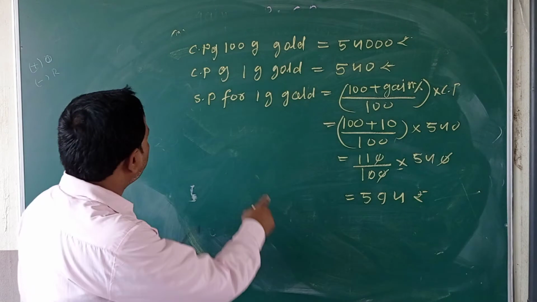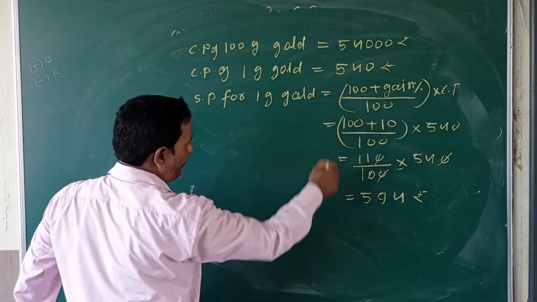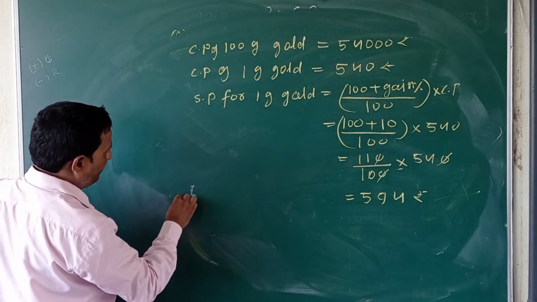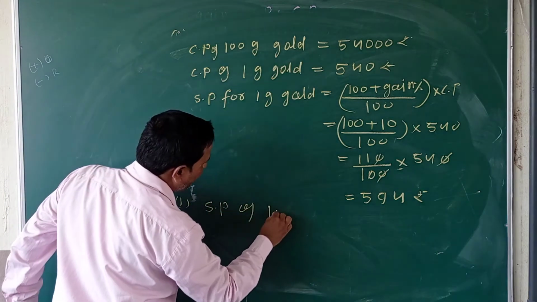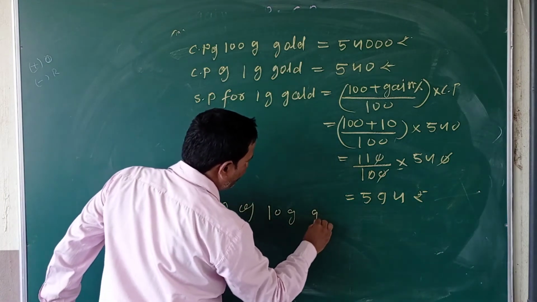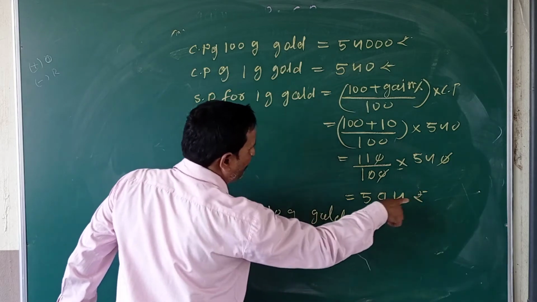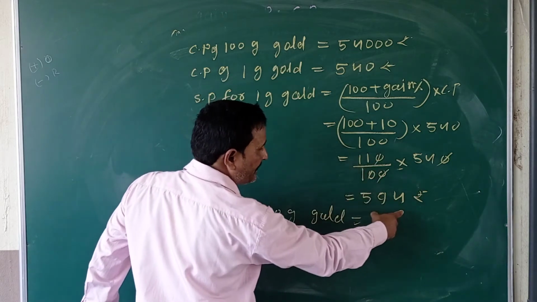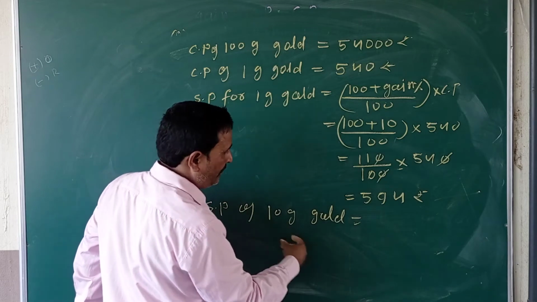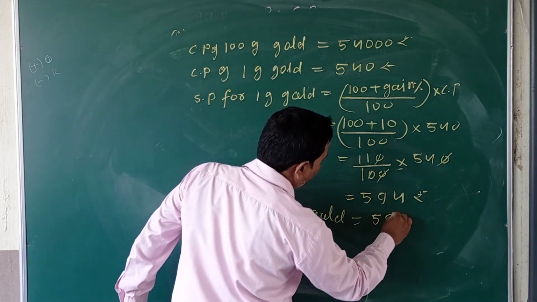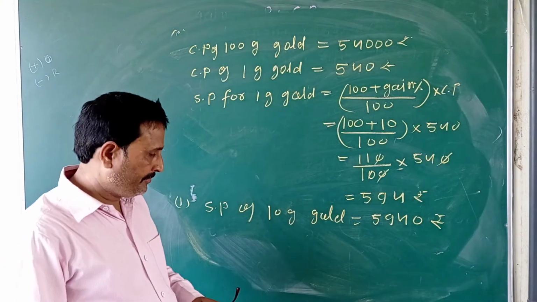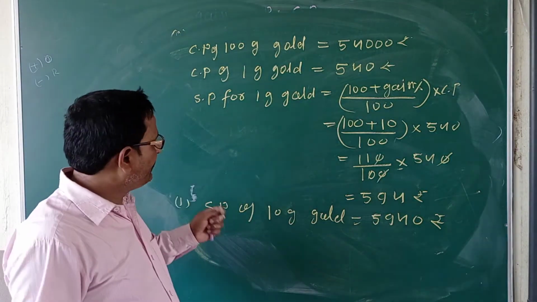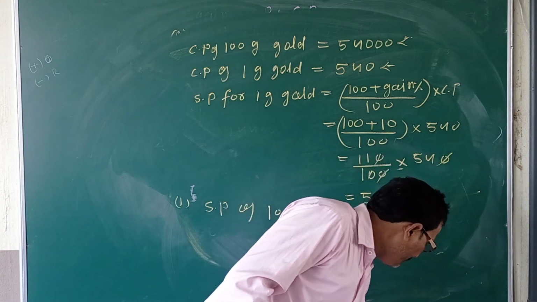What is this? This is SP for 1 gram gold. Therefore, the first question is the SP of 10 gram gold. This is multiplied by 10, since 1 gram gold is this. Therefore, 10 gram gold will be 5940 rupees. Multiply by 10. Next point in the same question.